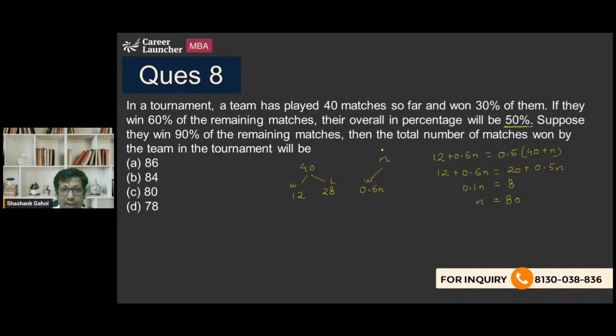So it means after 40 matches, the team is playing 80 more matches. Now it says, suppose they win 90% of the remaining matches. It means they win 90% of 80 matches, which means 72 matches. Then what is their total number of wins in the tournament? That is going to be 12 plus 72, or 84. So the answer of this question is going to be option B, that is 84.